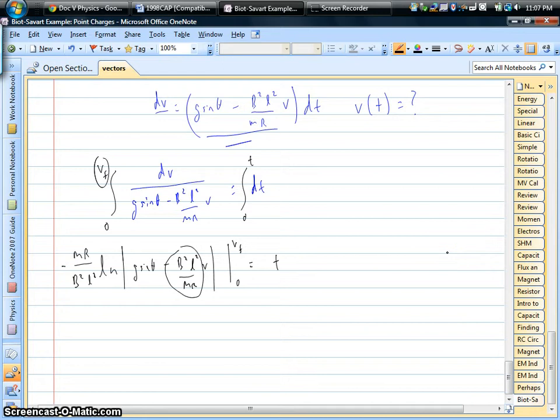I'm not going to do every single step here, but when you evaluate this on the left, we're going to have the natural log, where you plug in v final, subtract what you get when you plug in v initial, and it'll look something like this when I simplify it. And I'm going to bring those constants over on the right-hand side.